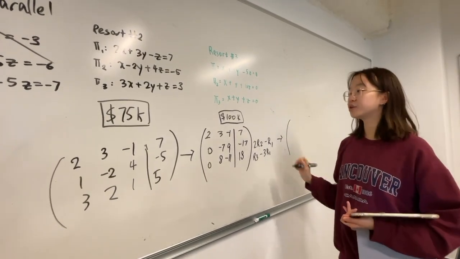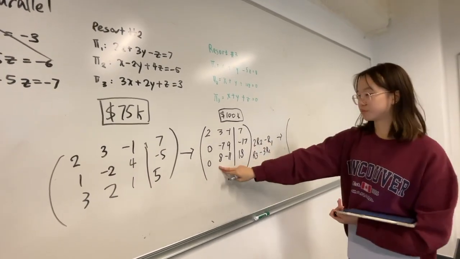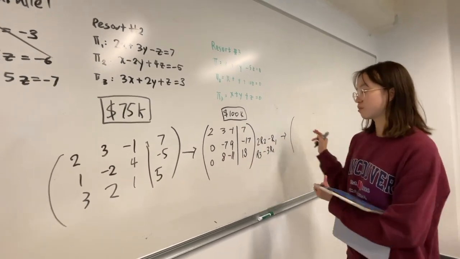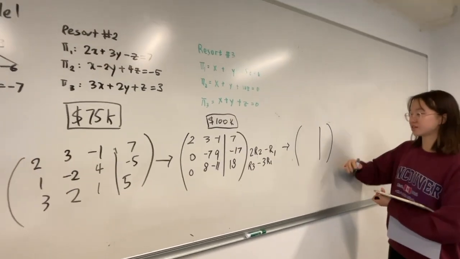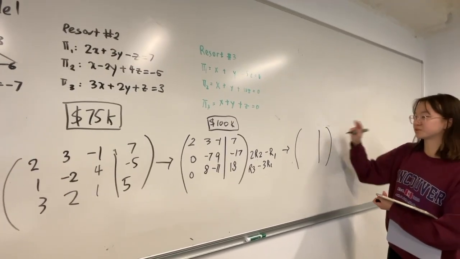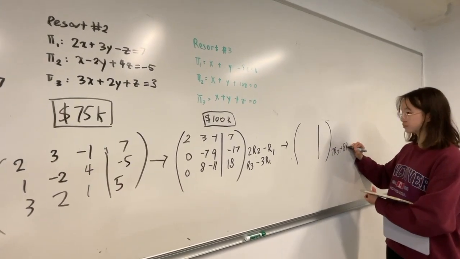And then, as you might have noticed, as I did for my first resort, I get the second position to be 0 by multiplying row 2 and row 3 to have a common factor, and then subtracting them so they're 0. So basically 7 row 3 plus 8 row 2 here.